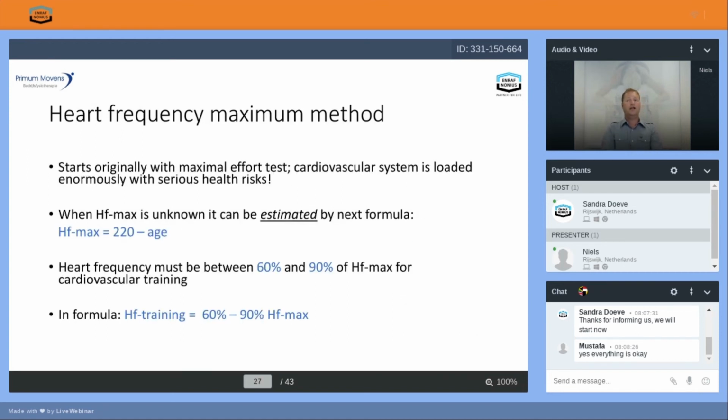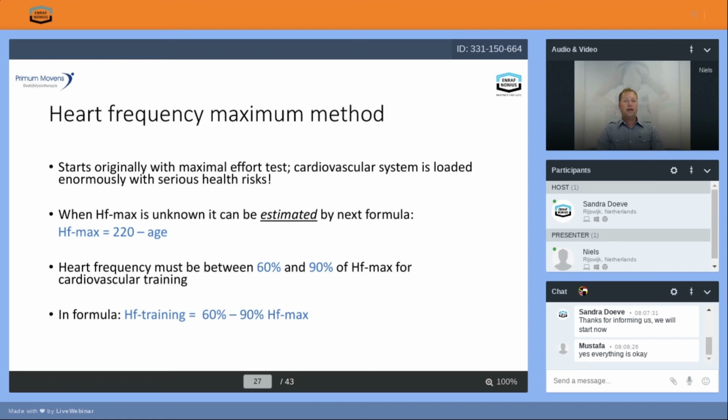Then there is a more specified method to determine the training intensity, and that's the heart rate maximum method. This is a method that comes from sports health, sports medicine, and it originally starts with a maximum effort test. The cardiovascular system is loaded enormously with serious health risks, because maybe you've seen those tests when you have this mask, when all your respiratory gases are measured, and from the amount of oxygen and the amount of CO2, they can determine when you move into anaerobic activity.